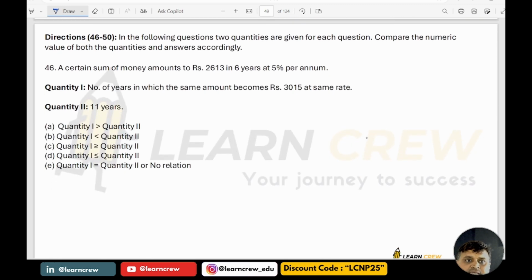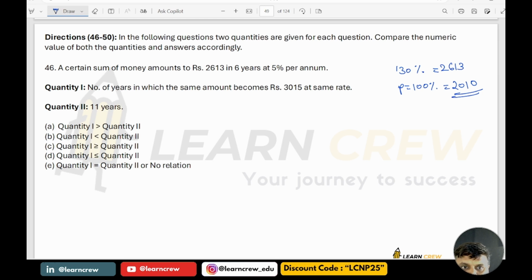Next, quantity based questions. A certain sum of money amounts to 2613 rupees in 6 years at 5% per annum. So see here, what will be the principal amount? 5% interest for 6 years means 130%. 130% is 2613. Thereby principal, 100%, would be how much? 13, 2010. So the principal would be 2010.